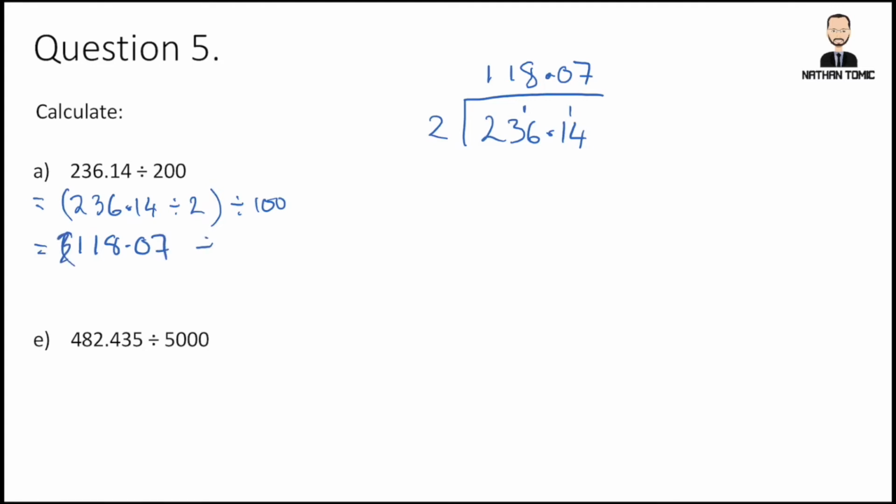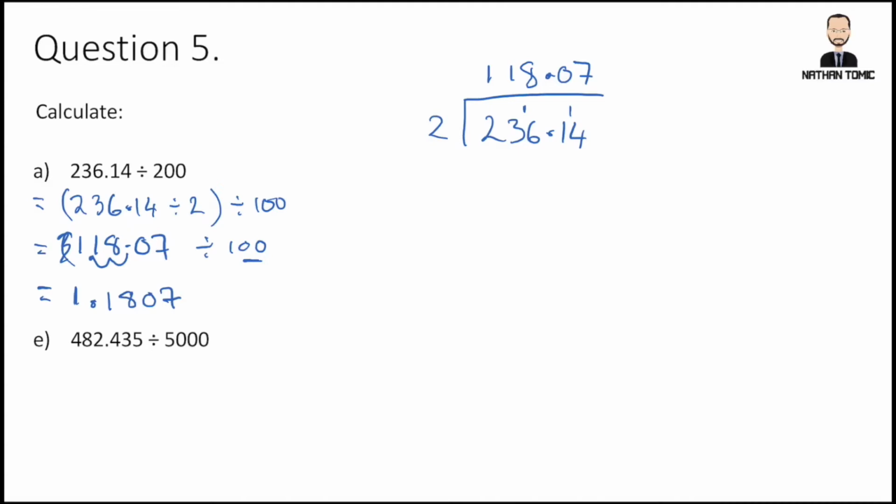And now this is divided by 100. And we know that to divide by 100, because this is now a power of 10, not a multiple, but a power of 10, we can just move it 2 spaces, because it's 2 zeros, to the left. So it's going to go 1, 2. So our final answer is going to be 1.1807.